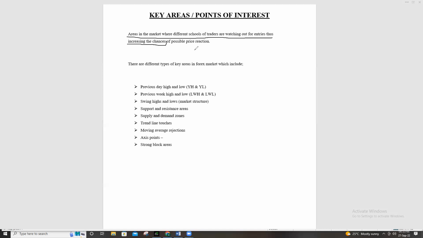So what are some of these key levels we're talking about? One will be the previous day high or previous day low. Now you can just Google to search. There are indicators that will show this. So you can just go to Google and maybe search for previous day high, previous day low. Alternatively, you can just mark it manually.